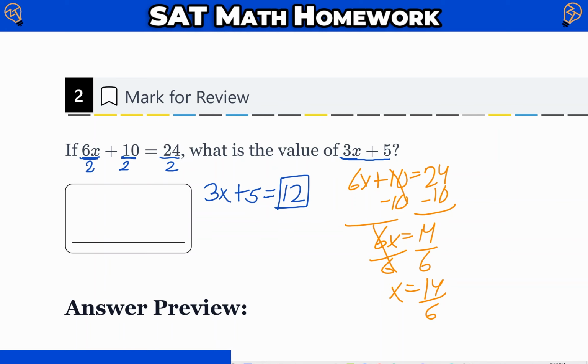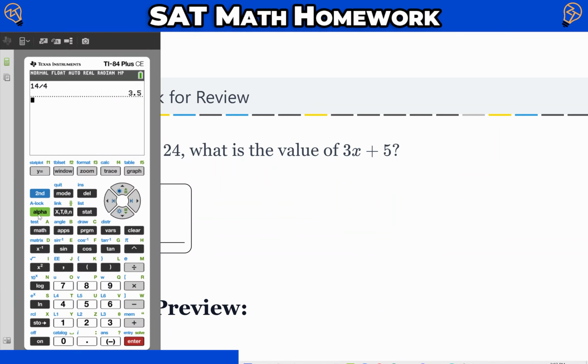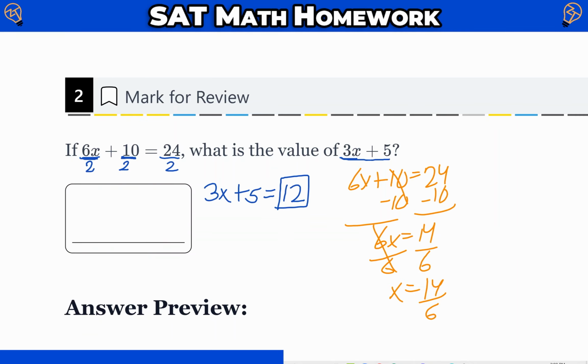I either could just recognize that I could reduce that fraction, or I could type it into Desmos and it's going to reduce it for me. If I do alpha y equals, enter, I could do 14 over 6. Ignore this, this is actually from a different problem, coincidentally, up there. And it reduces it to 7/3, which you probably knew. We could just divide top and bottom by 2 to reduce these because they're even. And so we do get x is 7/3.